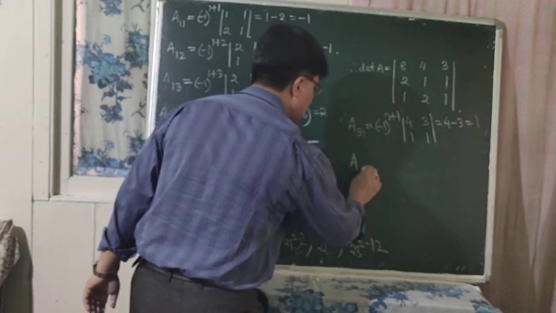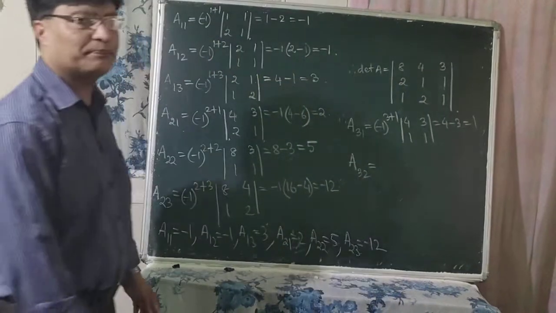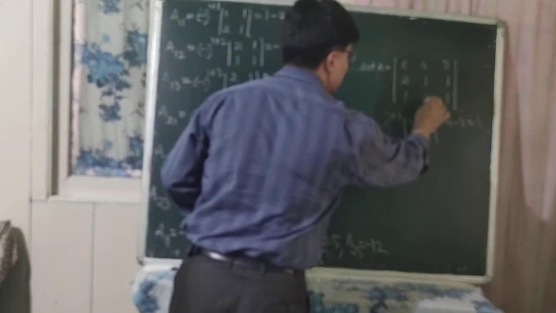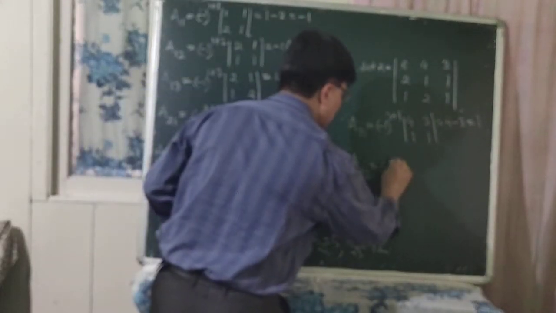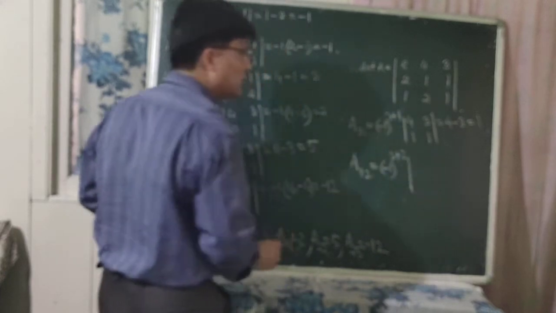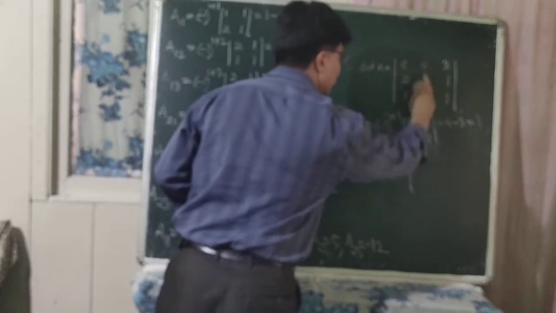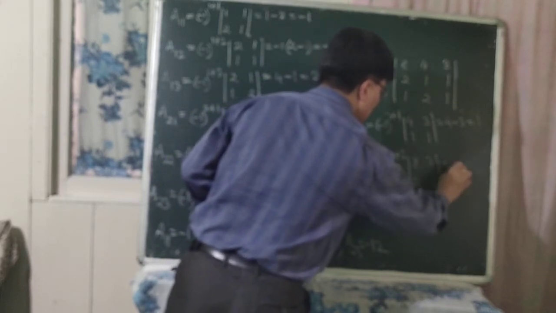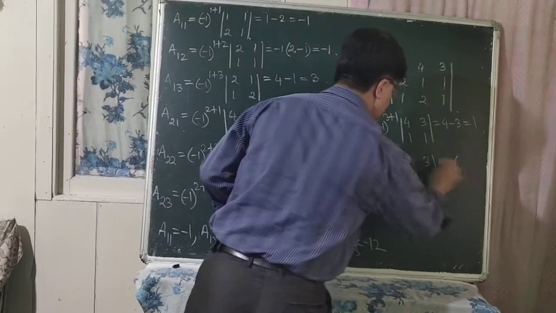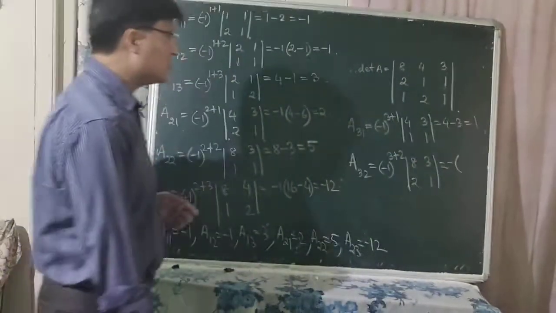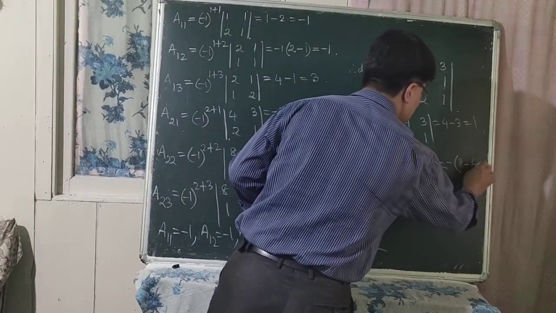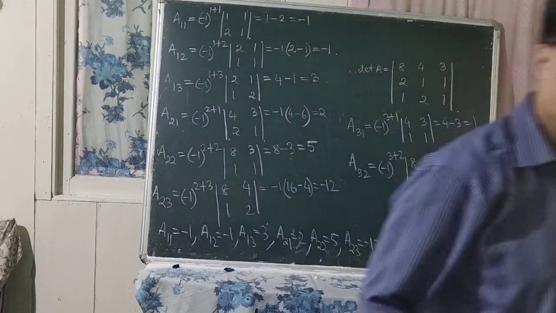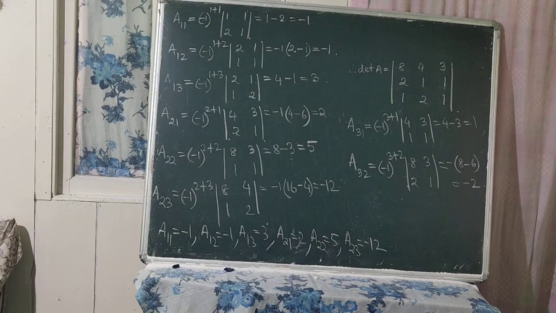Next, capital A32. What is capital A32? Cofactor of the element belonging to the third row and second column. That means 2. Cofactor of 2. So it is -1 to the power 3 plus 2. Now delete the row and the column through the element 2. That is, third row and second column are deleted. 8, 3, 2, 1. Which is equal to, it is minus sign, -1 to the power 5. You know that it is minus. So it is 8 ones are 8 minus 6, which is equal to -2. Is that understood now?